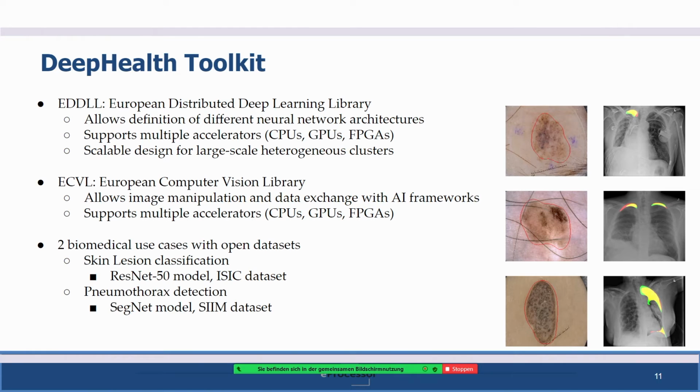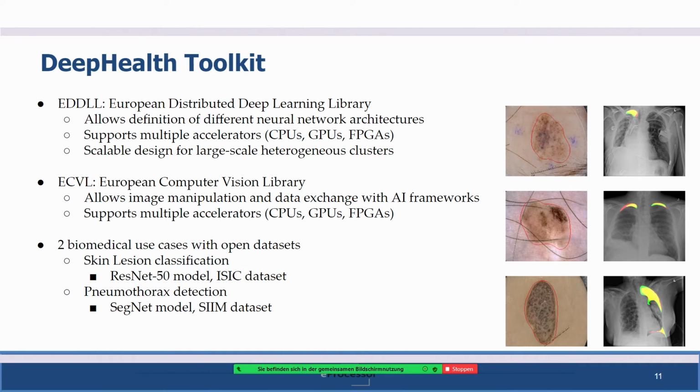As I commented before, this DeepHealth Toolkit, on the computational part, has two main components. One is the European Distributed Deep Learning Library, EDDLL, which allows the definition of different neural network architectures, and it supports multiple accelerators like GPUs, FPGAs, and CPUs as well. And it has a scalable design that is designed to scale well in large heterogeneous clusters.